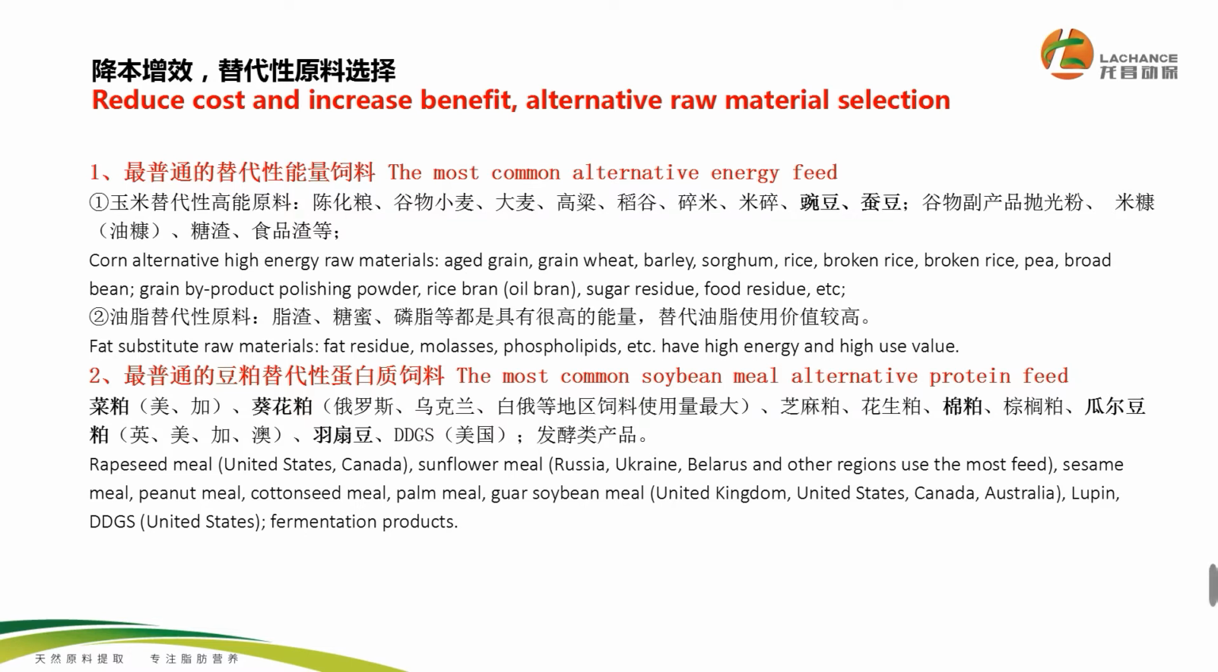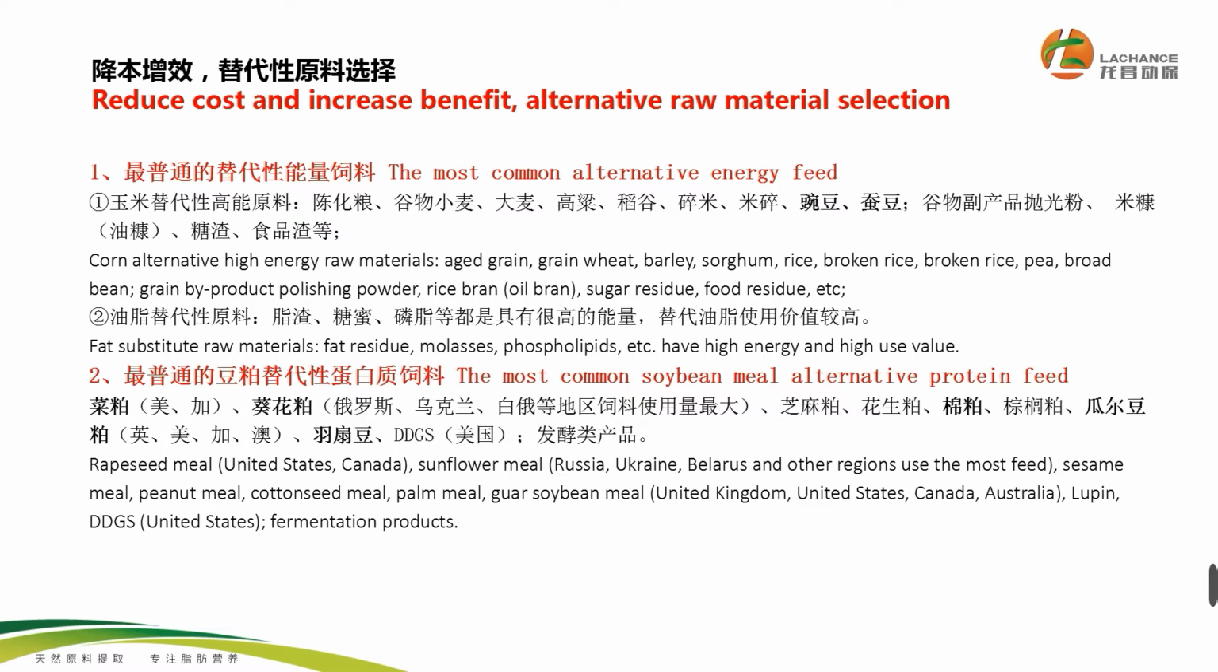The second is the fat substitute raw materials like fat residue, molasses, phospholipids, etc. They have high energy and high use value. The second part is the most common soybean meal alternative protein feed. Rapeseed meal, for example, in United States and Canada, we can use the rapeseed meal.